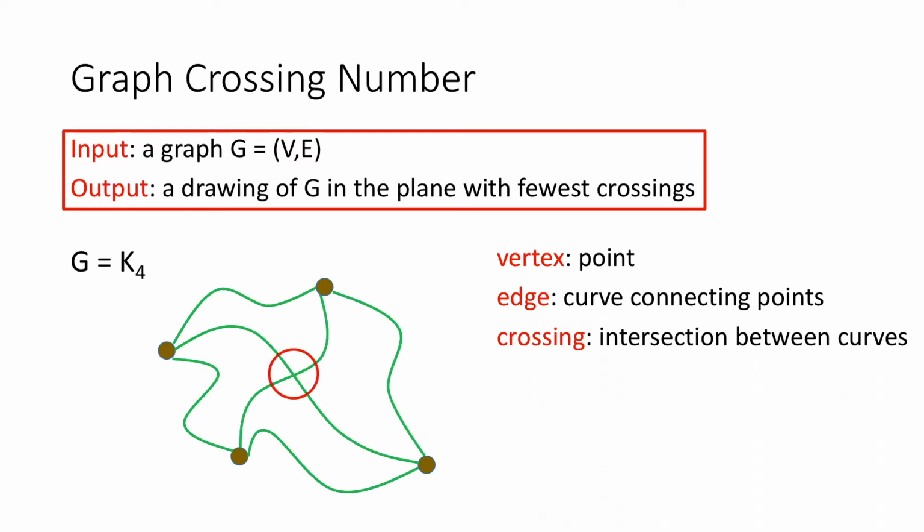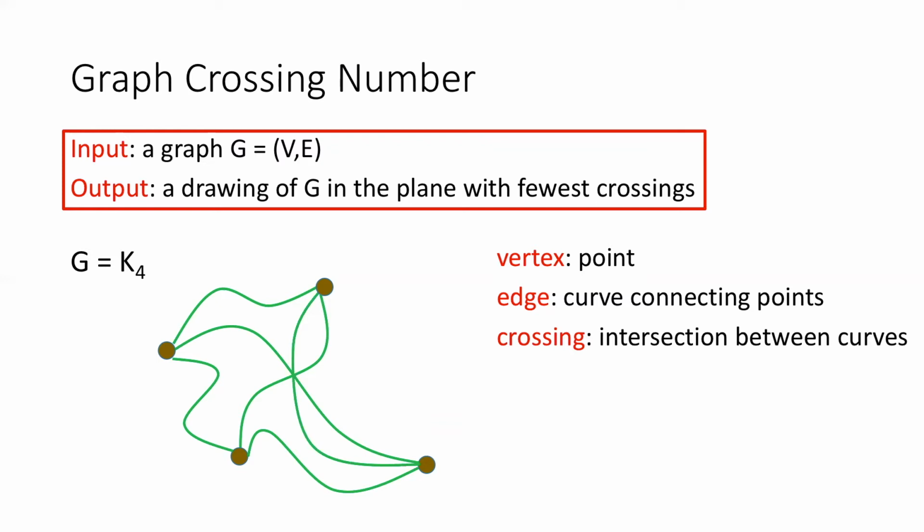So two things are forbidden in the drawing. First, we do not allow an edge to go through a vertex in the drawing. For example, if we draw this edge in this way, then it's forbidden. And second, we do not allow more than 3 curves to intersect at the same point. For example, if we draw it this way, then this is also forbidden. So intuitively, the points and the curves in the drawing have to be in general position.